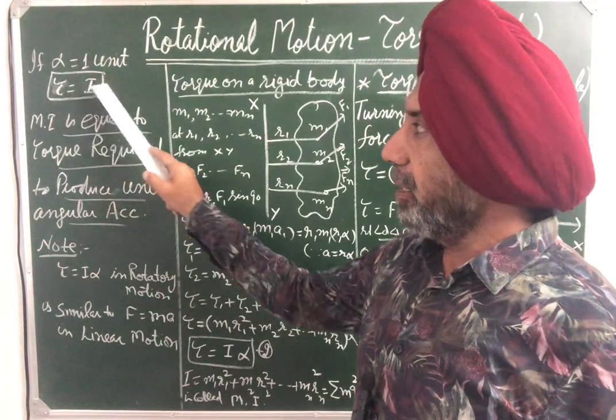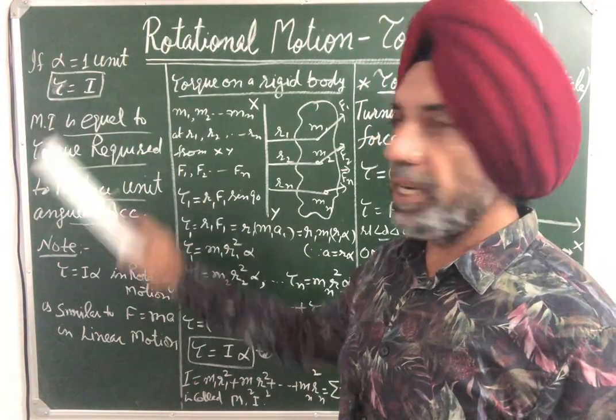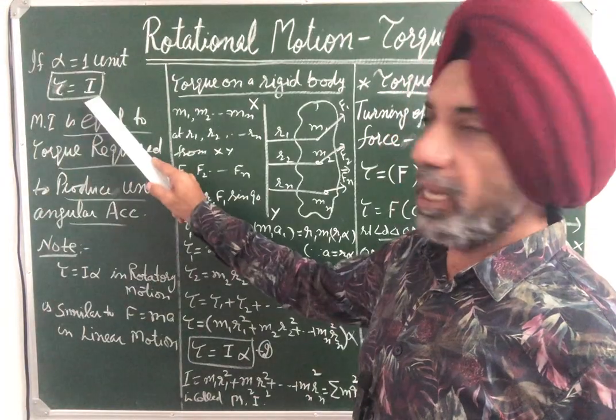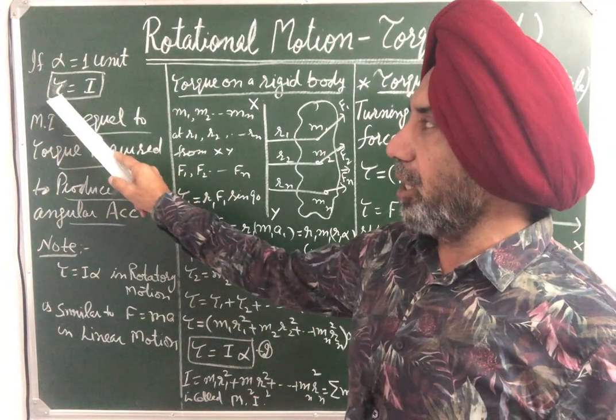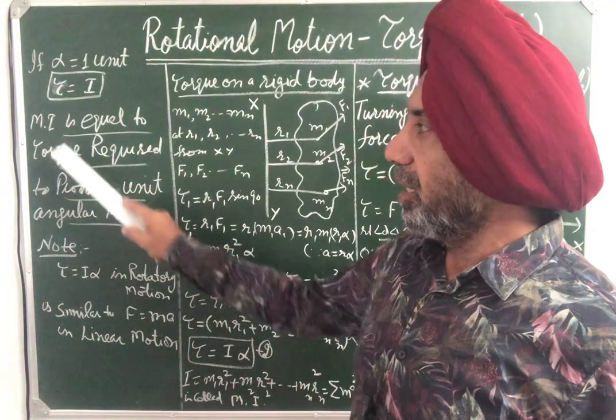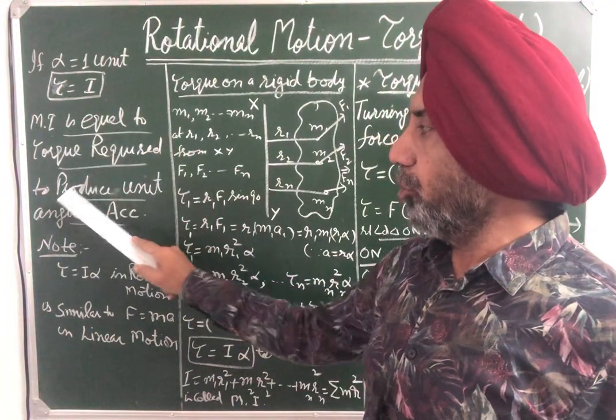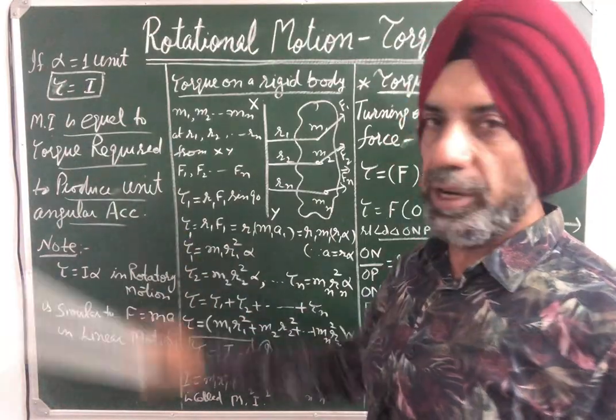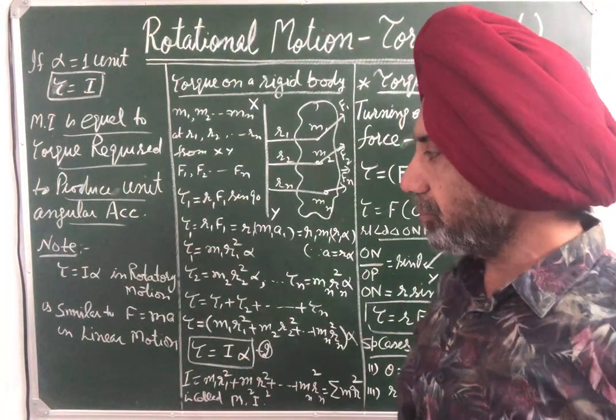From this we can define moment of inertia. Moment of inertia is equal to the torque required to produce unit angular acceleration. The torque required to produce unit angular acceleration is called moment of inertia. This is the definition of moment of inertia.